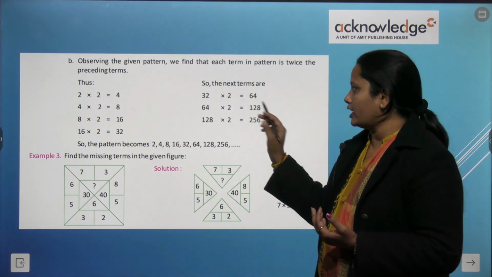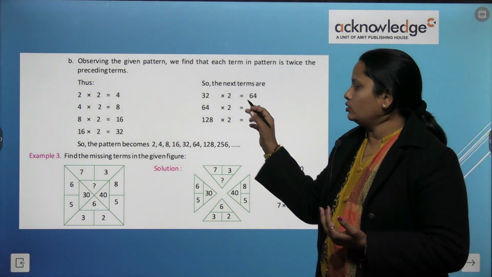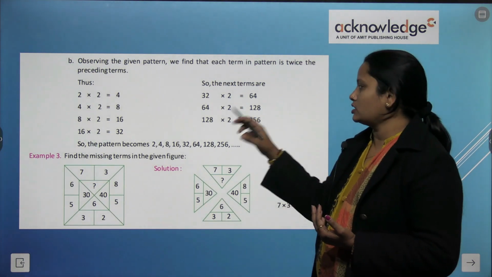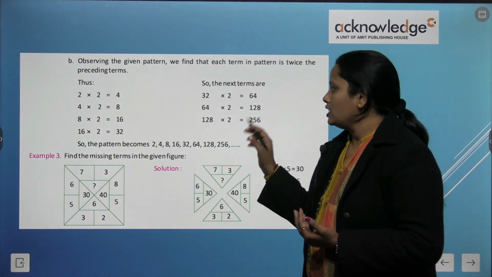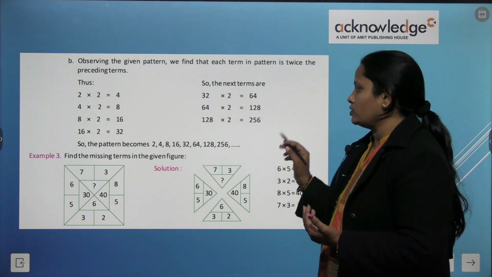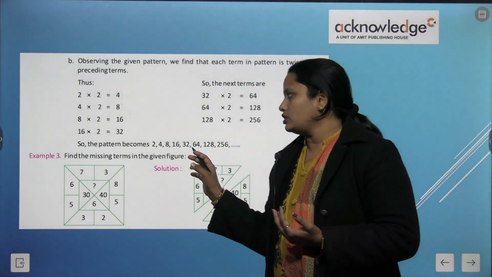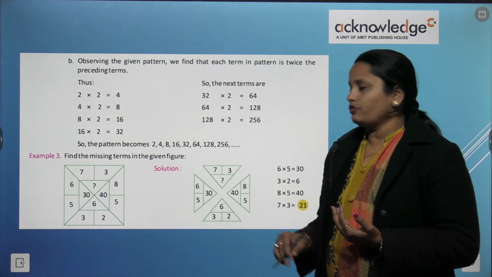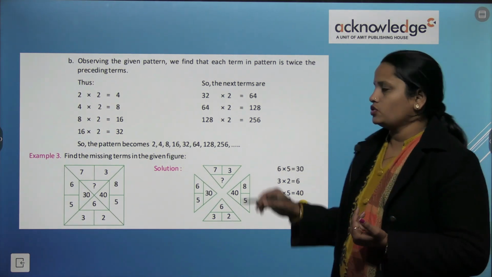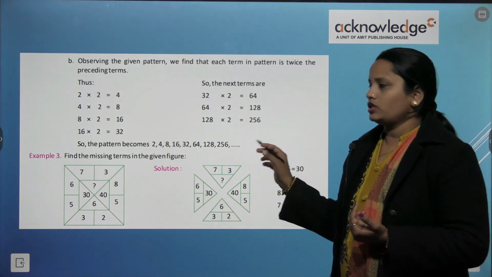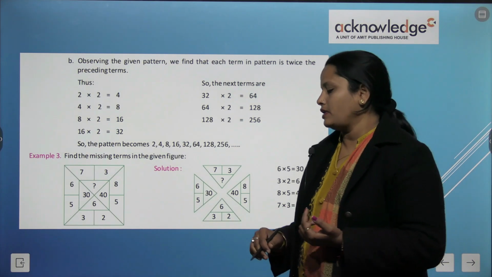अब इसी pattern को आगे continue करना है. So 32 multiply 2 is 64, 64 multiply 2 is 128, 128 multiply 2 is 256. So here the answer is 64, 128 and 256. So this we have to fill in the blanks.